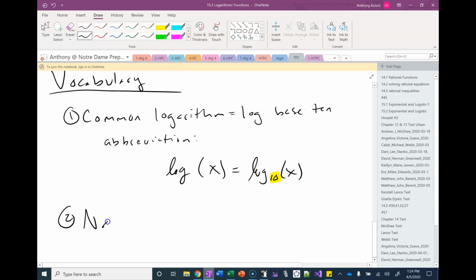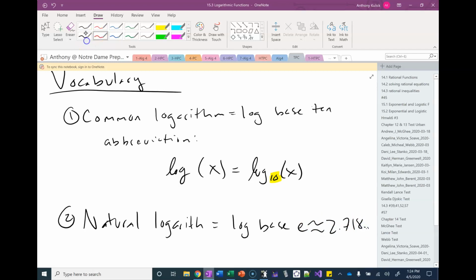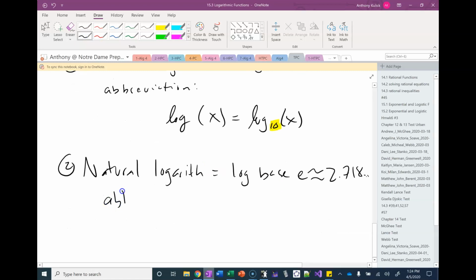The second is called the natural logarithm. This is log base e. And if you remember back to your Algebra 1 class, or your Algebra 2 class from last year, e is an irrational number that's about 2.718, and so on. So again, we're going to use a special abbreviation here. We use the letters ln, which is the same thing as log base e.